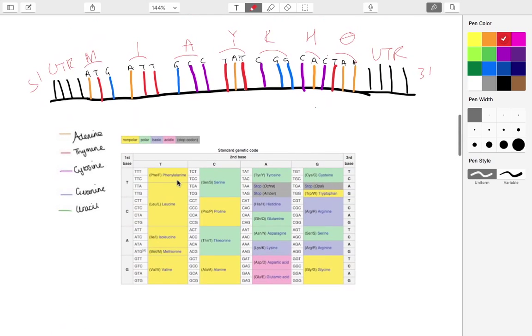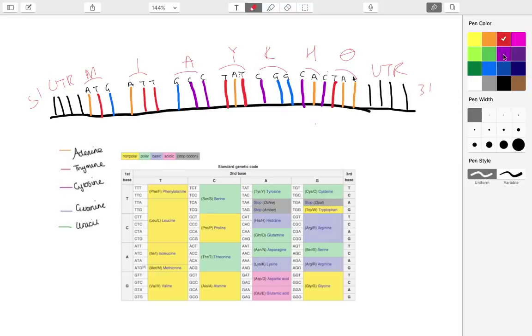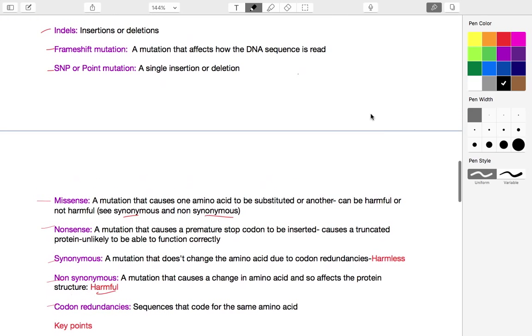Now I'm going to give you an example of a SNP, or a point mutation. SNP stands for single nucleotide polymorphism, which is simply that something here changes by 1 base pair. So what I'm going to do is insert an extra one, and we'll insert it here. So we're going to make that C. Now this goes on to our next key term, which is a frameshift mutation, because this completely changes how we read the DNA. A frameshift mutation is a mutation that affects how the DNA sequence is read.